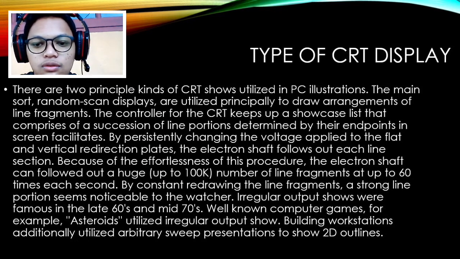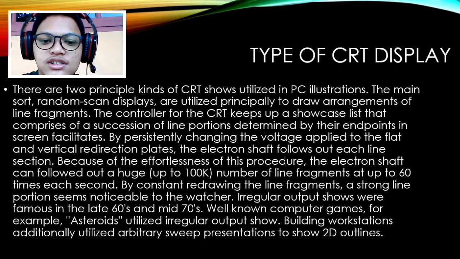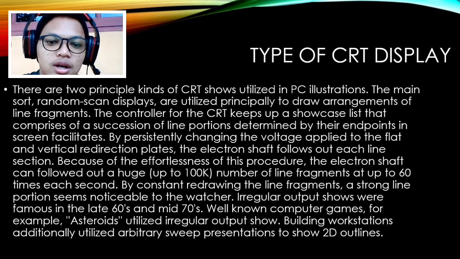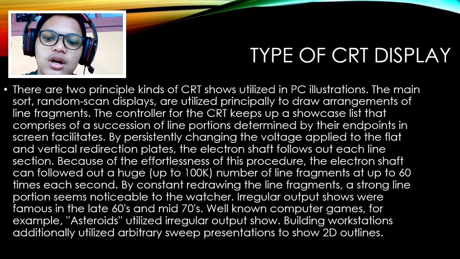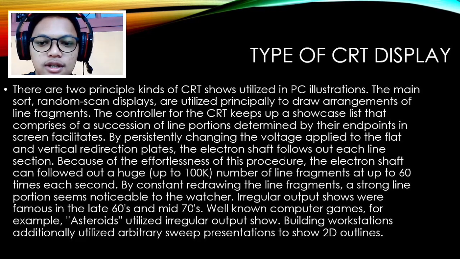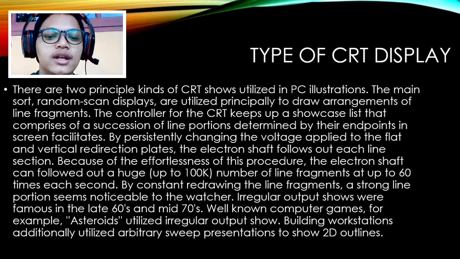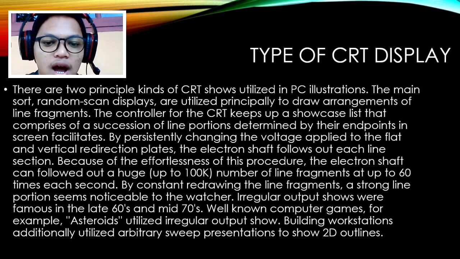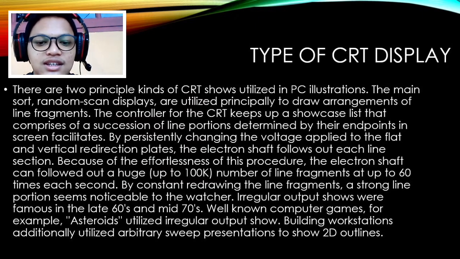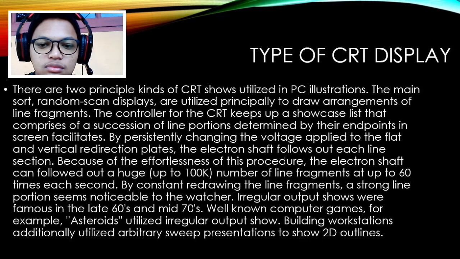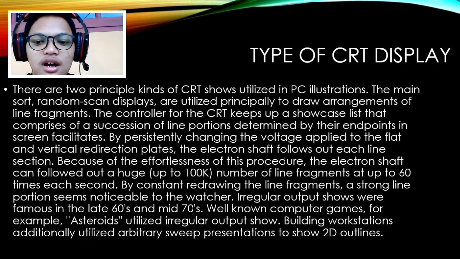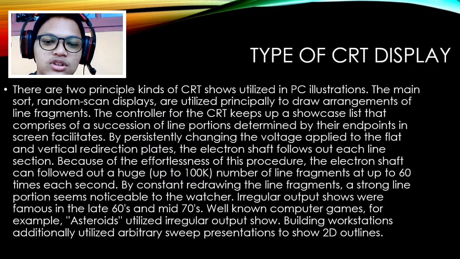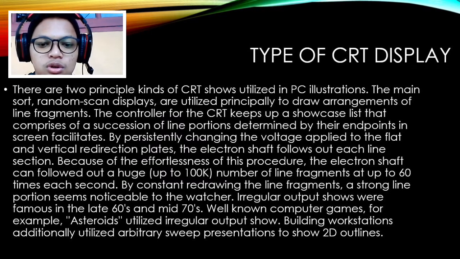Because of the simplicity of this procedure, the electron beam can trace out a huge number of line segments, up to 100k, up to 60 times each second. By constantly redrawing the line segments, the drawn line segments seem visible to the viewer.